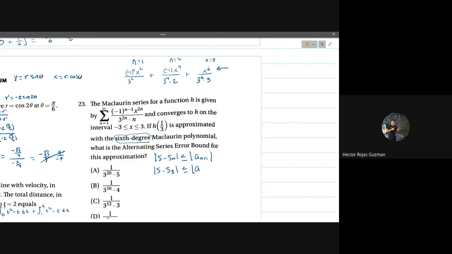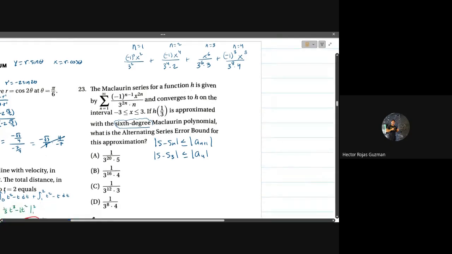So now, to find the alternating series error bound, I got to go ahead and get the 4th term, just the 4th term. I might as well show you guys up here. It's going to be -1, if I plug in the 4th, to the power of 3 times x to the power of 8 divided by 3 to the power of 8 times 4. And yeah, I got to use that. I got to use the 4th term.